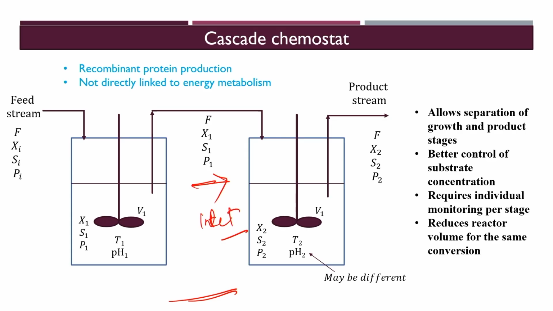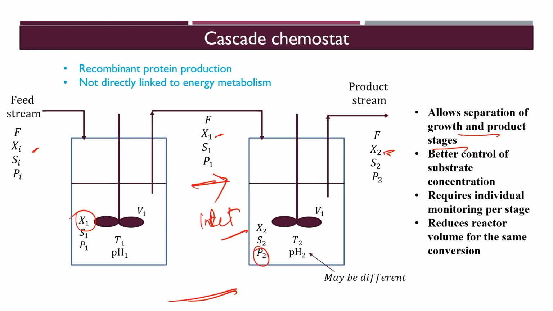So, let us say if the concentration was here xi, this will be x1 and this will be x2. So, this allows separation of growth and product stages. So, we can design in such a way that in one case our objective is the biomass, we are getting more and more biomass, and in the second stage our objective can be getting more and more product.